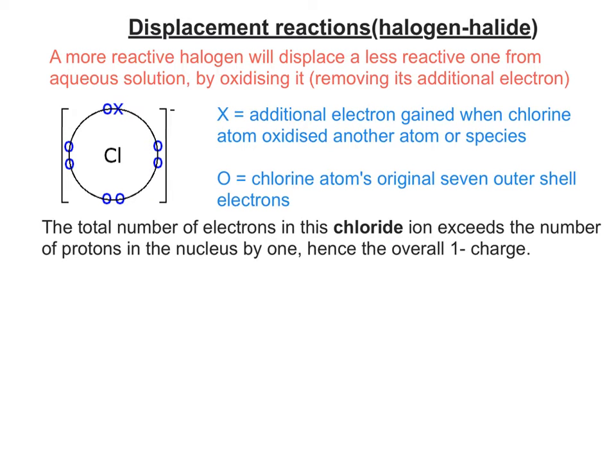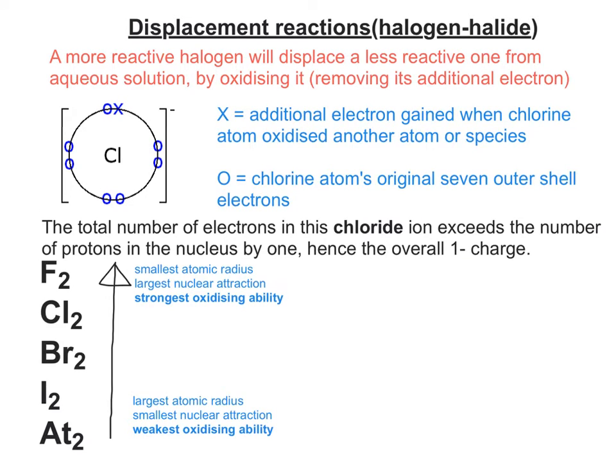So let's now have a quick look at how the halogens compare to each other in terms of their ability to do this. So if we think back to the size of the atoms, we can now link that to oxidizing ability in terms of atomic radius and subsequent nuclear attraction. So what we need to be able to do is to predict what's going to react with what. So in order to predict what would react with what, you use the relative reactivity of the halogens like this.